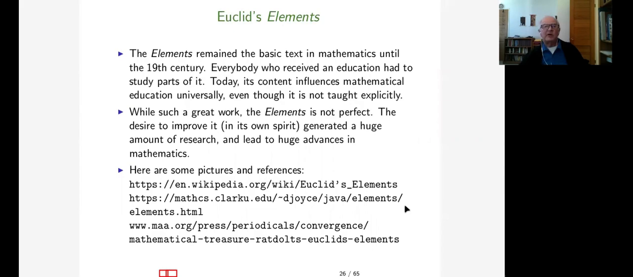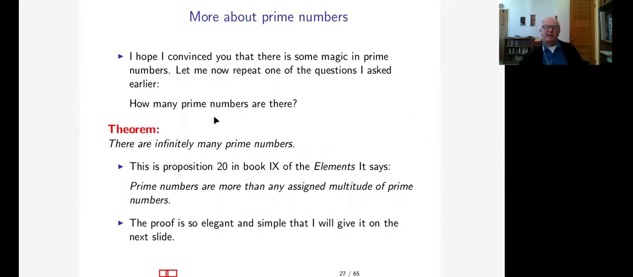So now to go on, let's get back to prime numbers. I convinced you that there is something magic in prime numbers, that they are the building blocks of all the other numbers, and they are so curious and interesting. So I stated some questions. One of the questions was, how many prime numbers are there? Just a certain quantity, say 1,000,000 or 1,000, or infinitely many?